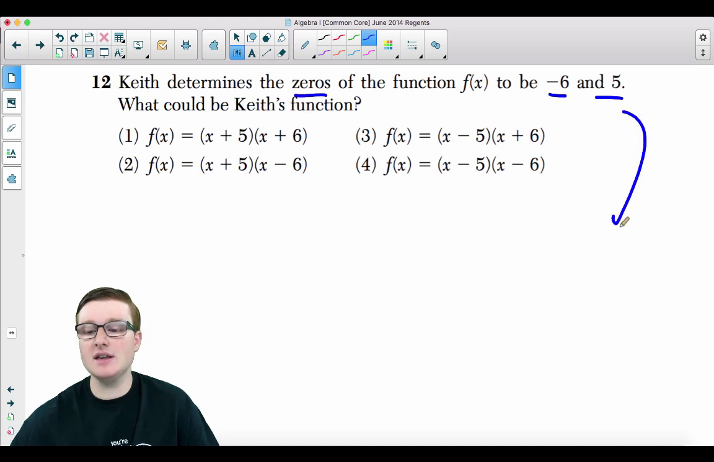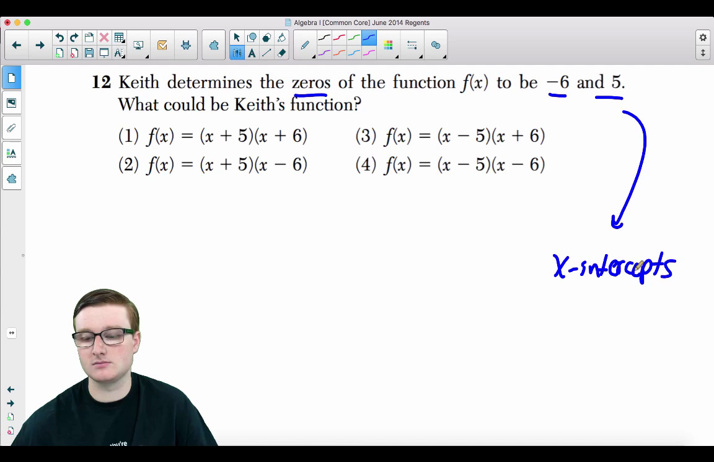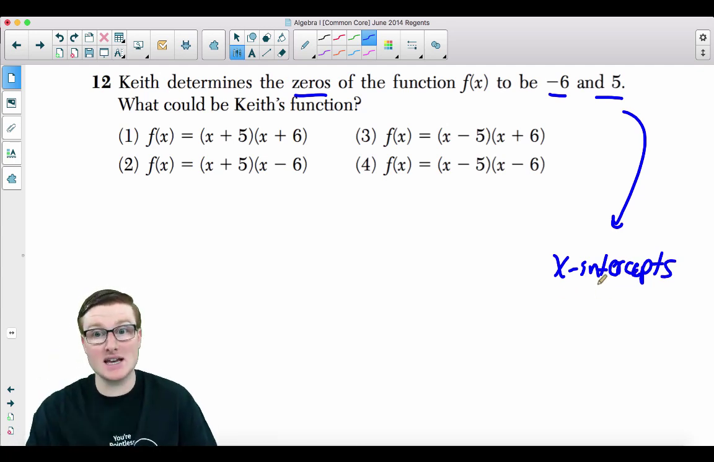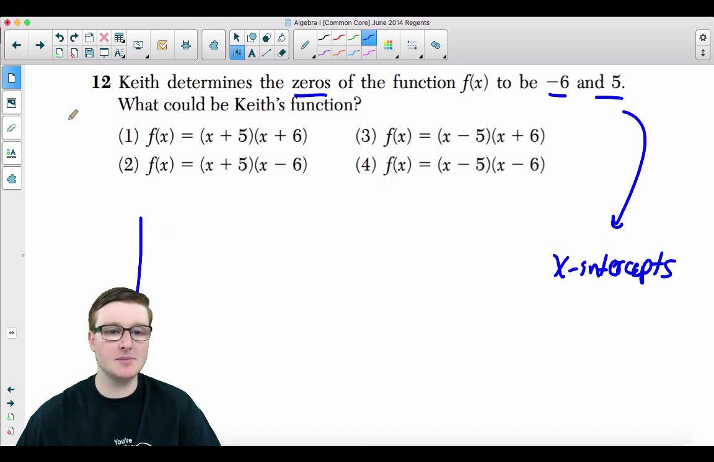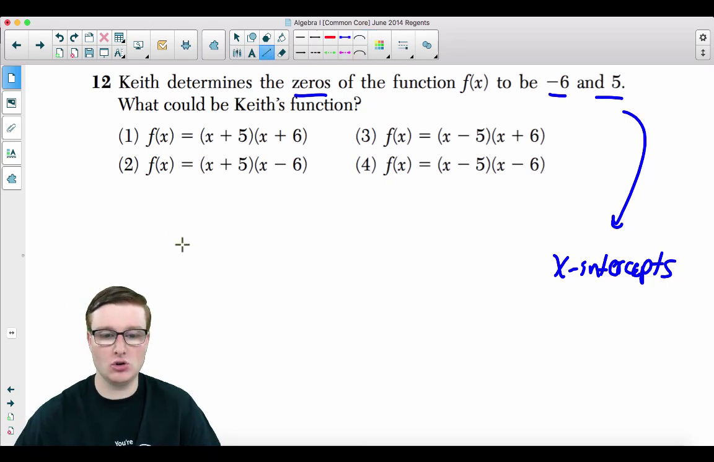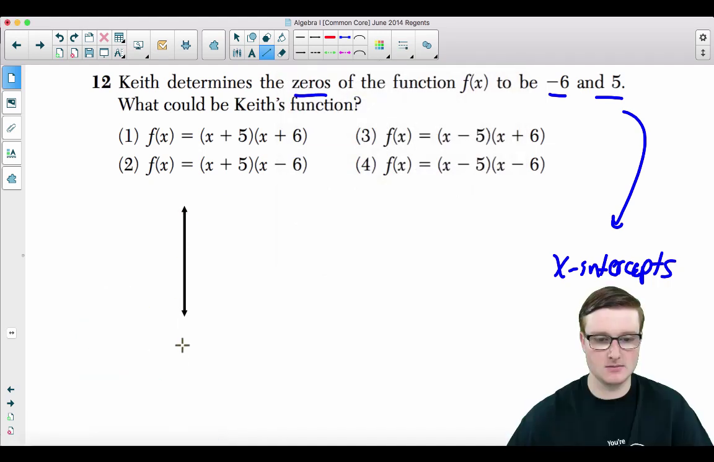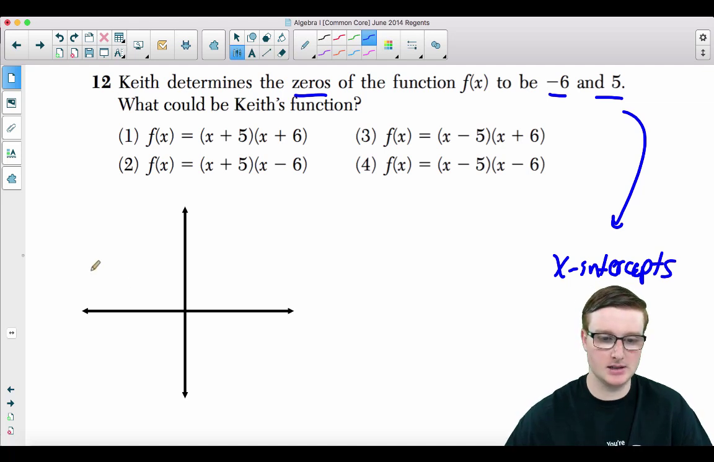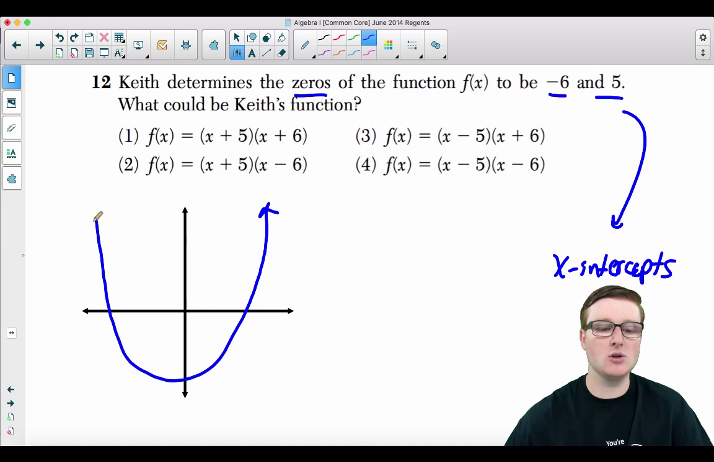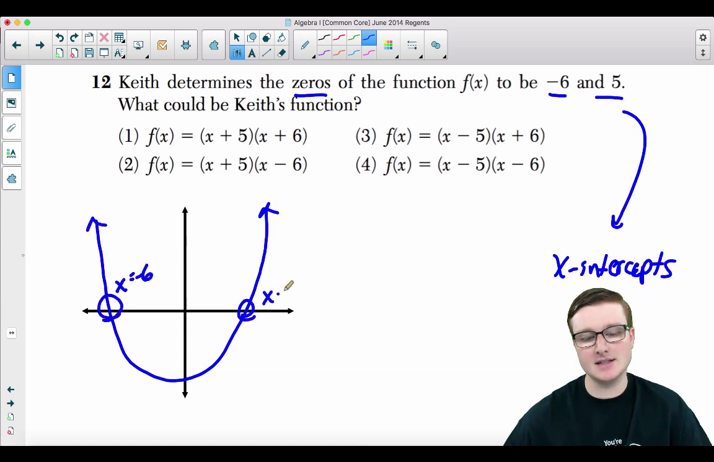Now remember that these are your x-intercepts. Okay? Those are your x-intercepts. That's where the graph crosses the x-axis. So it could look something like this. If I were to draw just a quick sketch of what this might look like, it could look something like this. -6. Okay, so your graph could look like this. So that's x equals -6, and this is x is equal to 5.